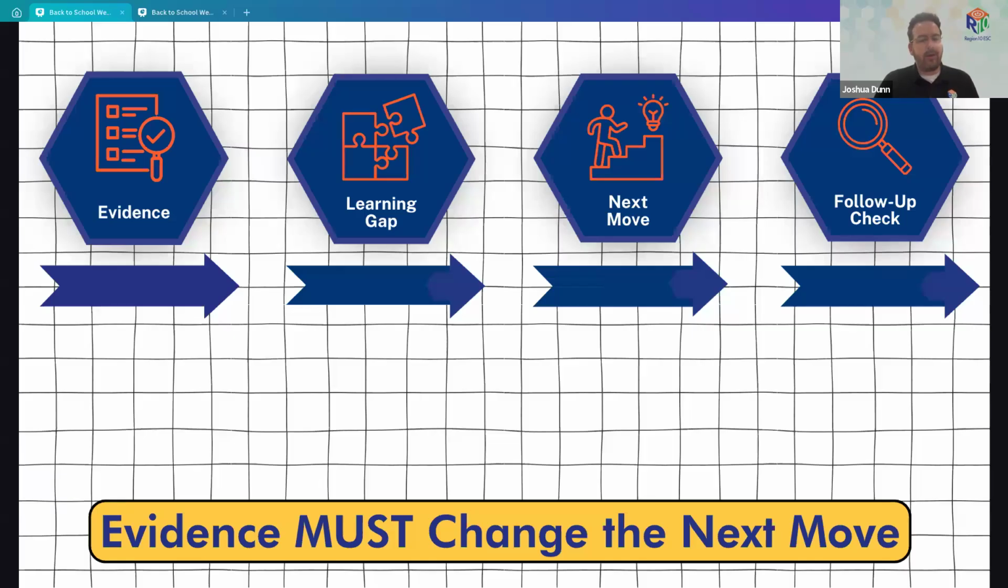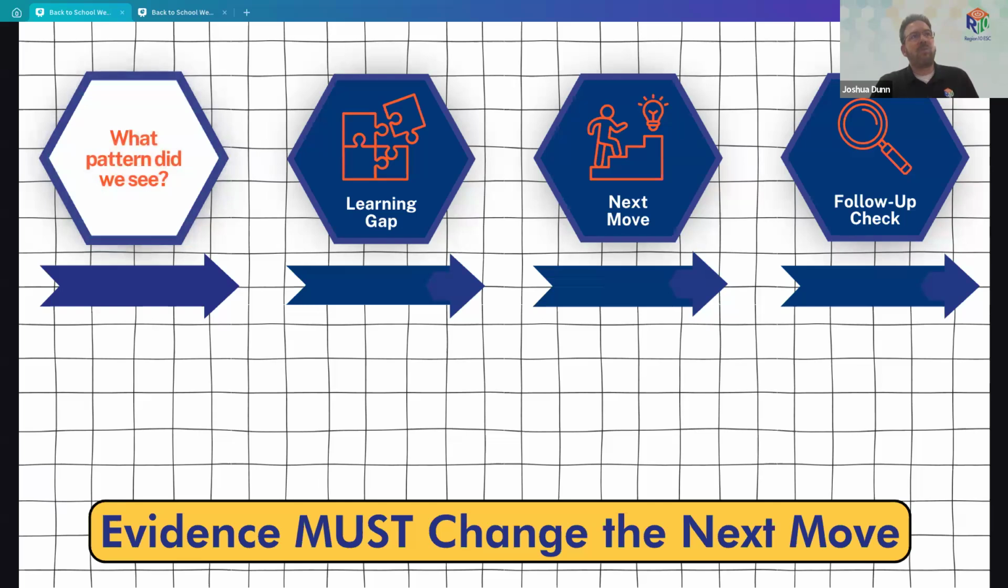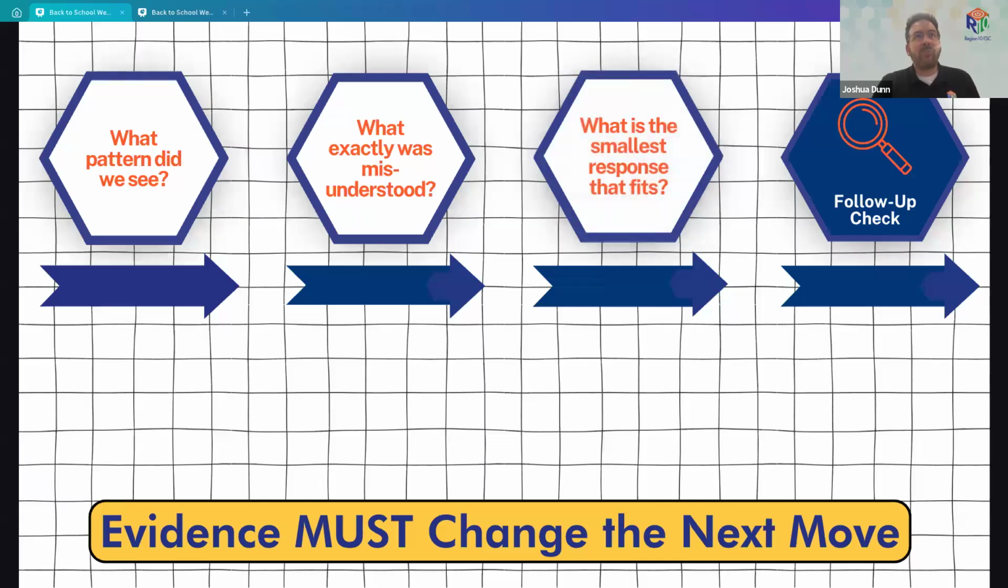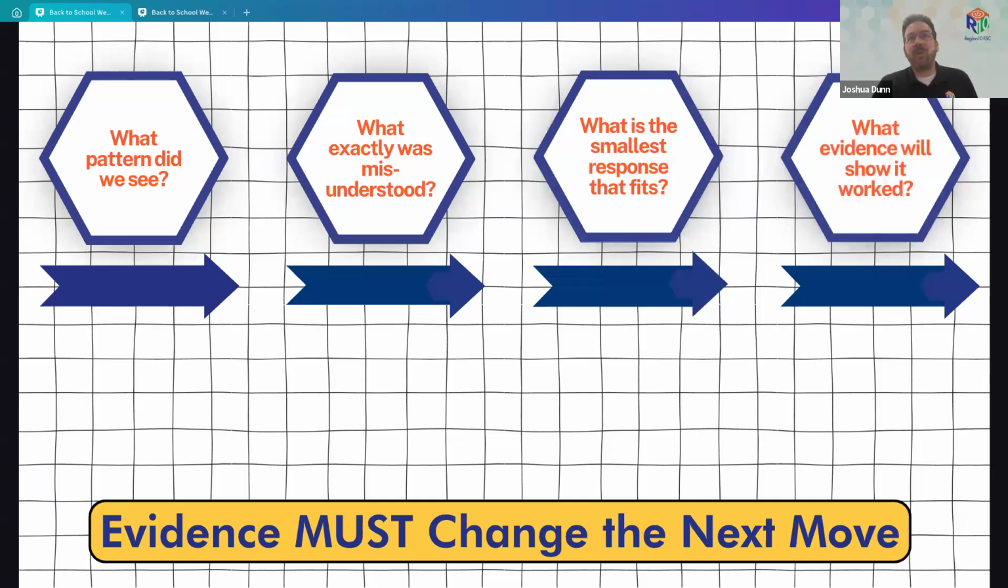And that's going to build on itself to be able to be better. So again, look at the evidence. What pattern did you see? Identify the learning gap. What exactly was misunderstood? Plan your next moves. What was the smallest response that fits? And then check your follow-up. What evidence showed that it worked so that you can replicate that as you move forward.